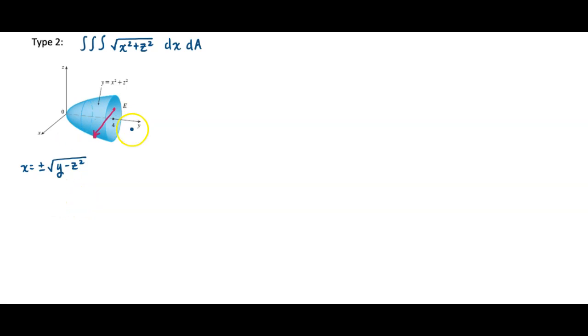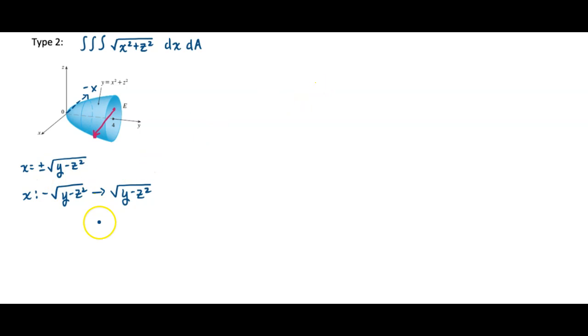Because in this case, this axis is really where my negative x values are, I'm going from negative to positive. If I'm looking at this z-axis, and this might look a bit confusing, this is negative x, this is positive x, so this is me going from negative to positive x values. So my x values will start at negative root y minus z squared and go to positive root y minus z squared.